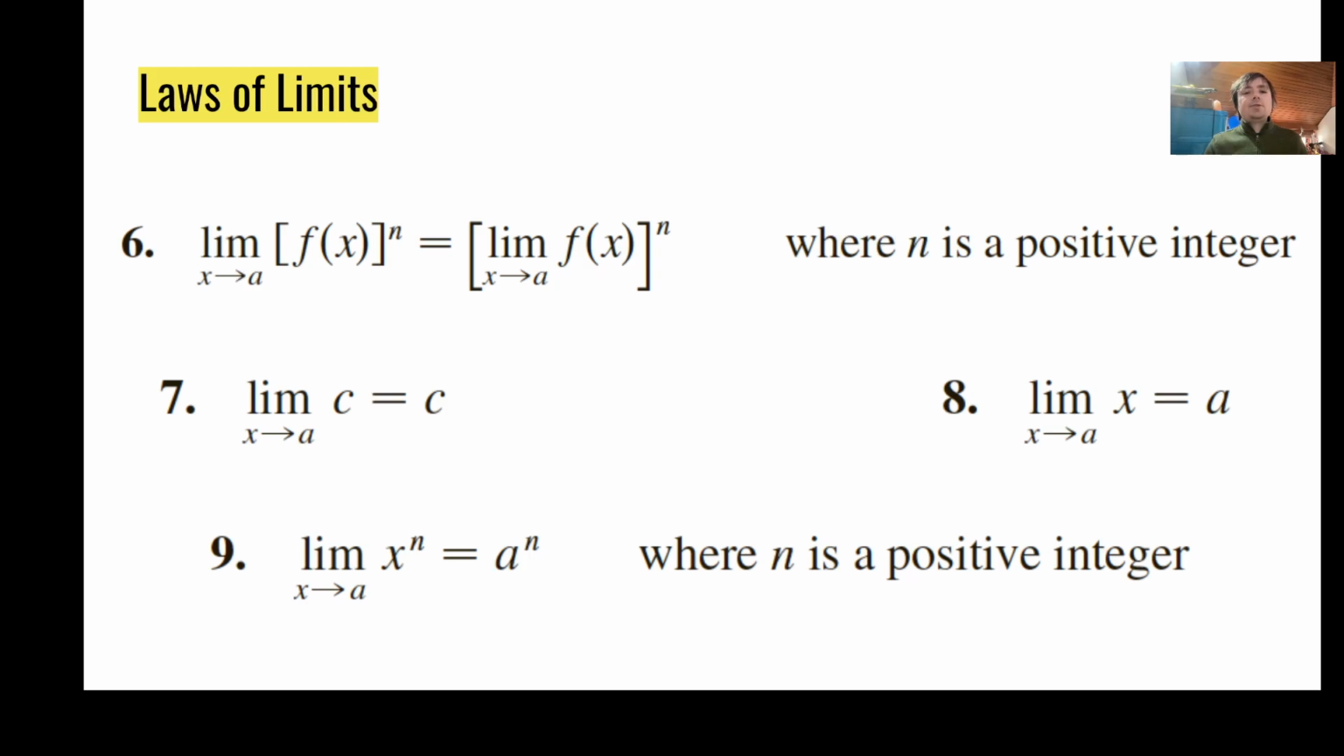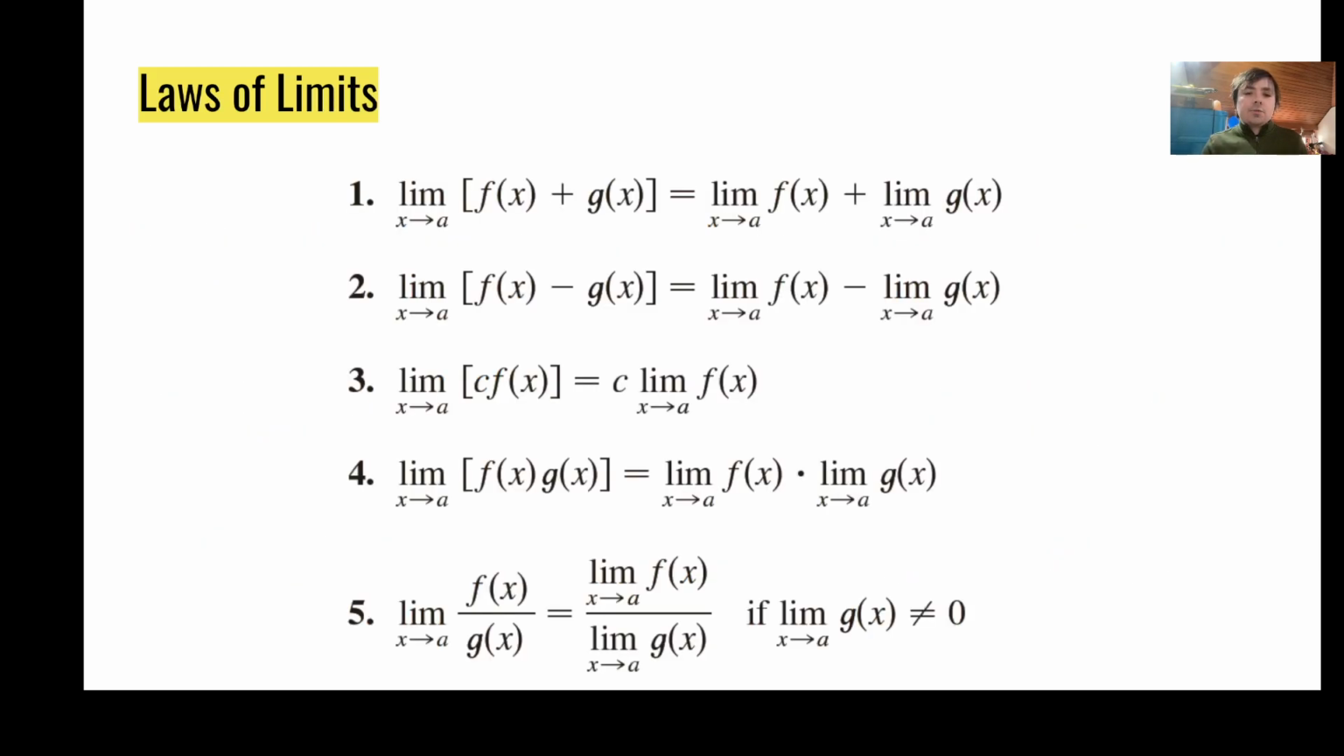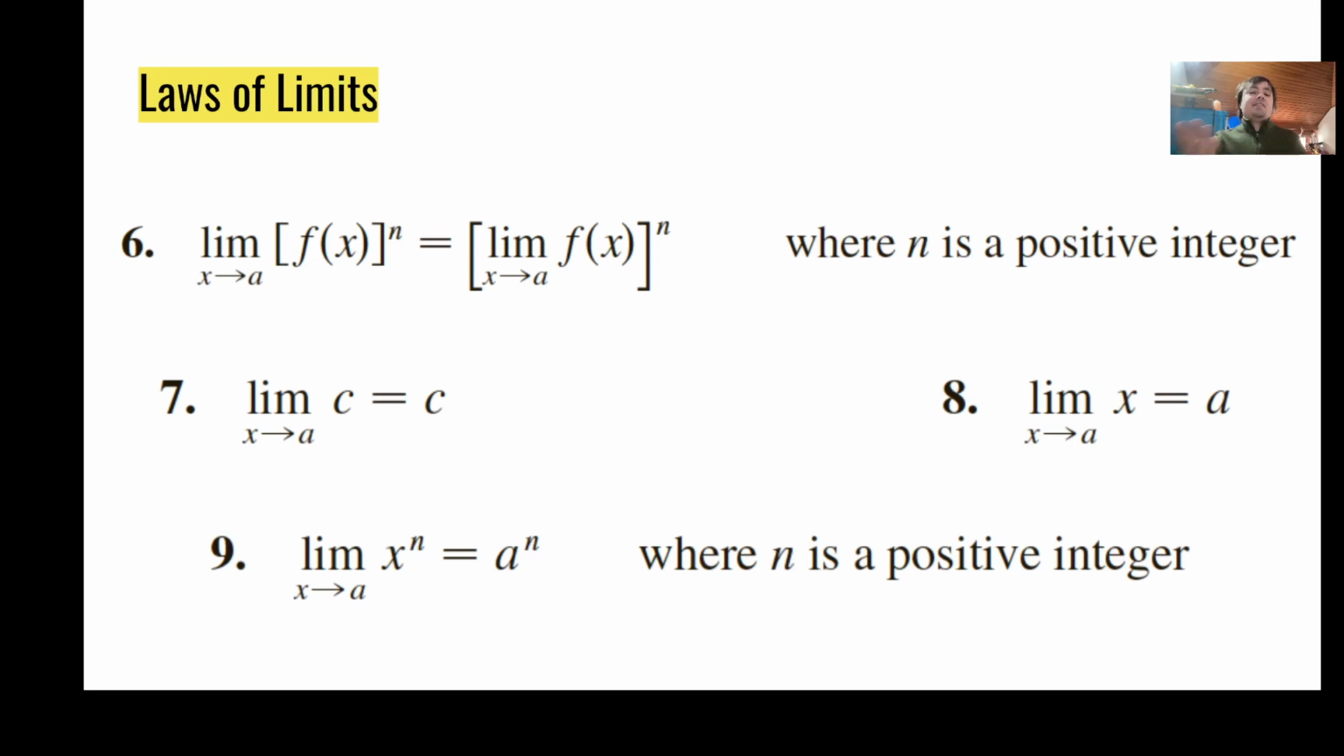And so you can see this one by, I guess it would be rule number 4. If you keep repeating copies of f of x, then each of those limits would be multiplied by each other, in this case n times. And then I guess the next one, the limit of a constant is just the constant itself.